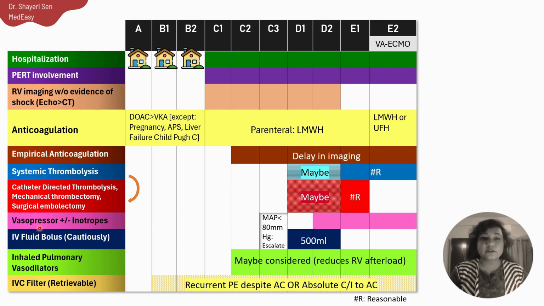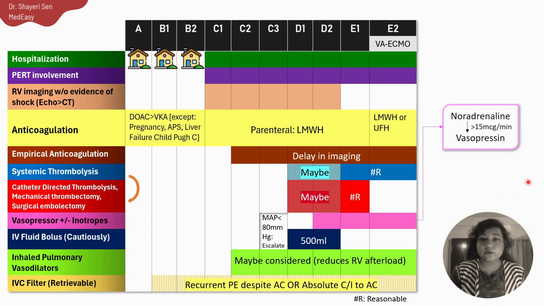Now, coming to vasopressors plus minus inotropes, we are going to give them from D2 to E2. Remember, D2 was normotensive shock and E1 and E2 were frank cardiopulmonary shock. And we are going to start with noradrenaline, and if the dose exceeds more than 15 micrograms per minute, we are going to add vasopressin, right?